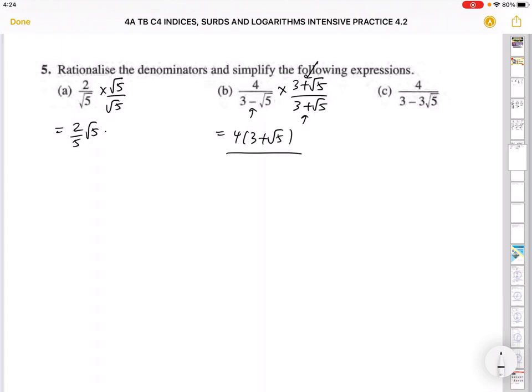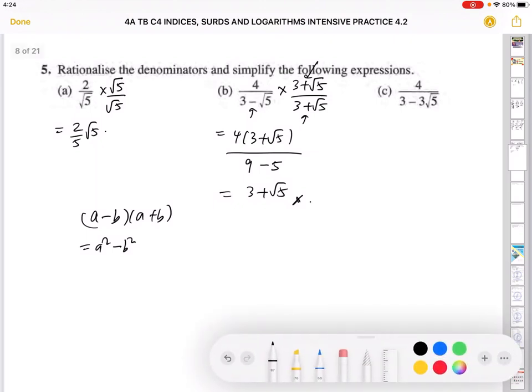Now remember, the idea is a minus b, a plus b. So when you expand it, you should get a squared minus b squared. So 3 squared is going to give us 9, root 5 squared is going to give us 5. I know 9 minus 5 is going to give us 4, so we can cancel with the 4 on top. So that's how we get 3 plus surd 5.